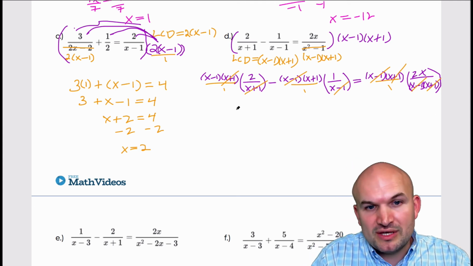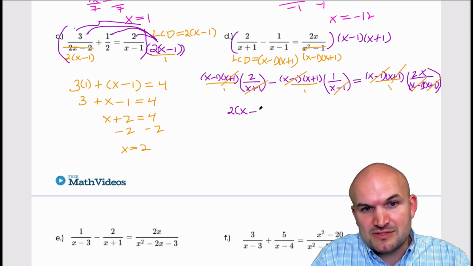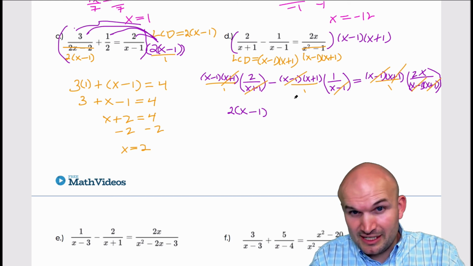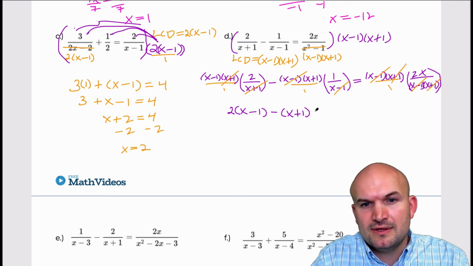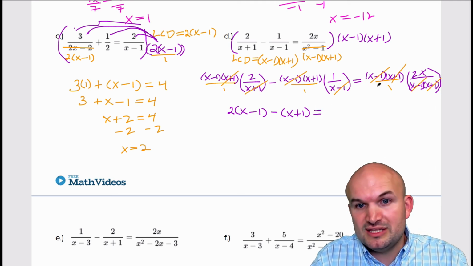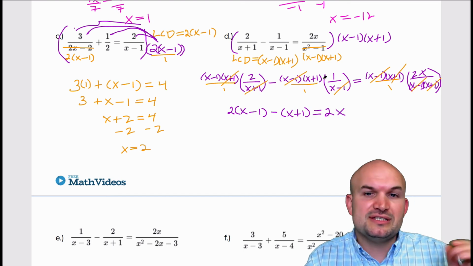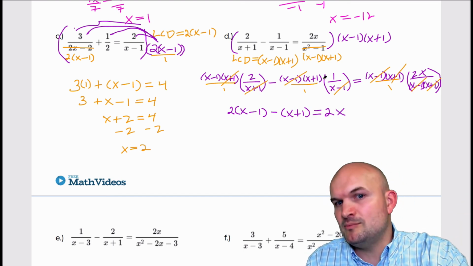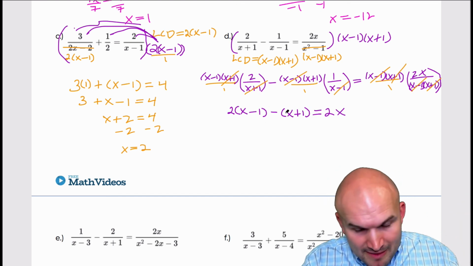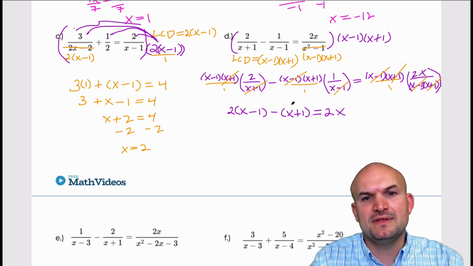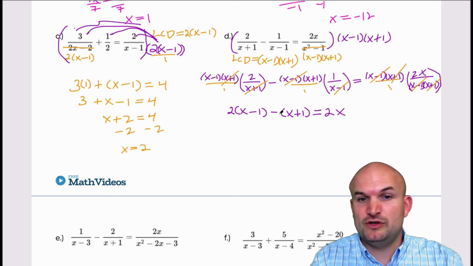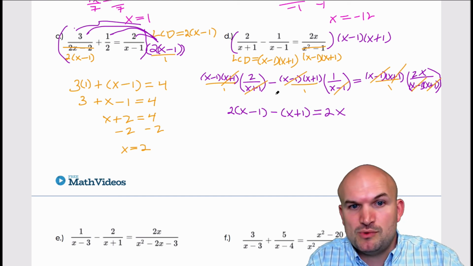So now I'm just left with a 2 times an x minus 1. Be careful with this negative. That's going to be a negative x plus 1 times 1, so I'll just leave it there, is equal to, the only thing left is just a 2x. So you can see by identifying my least common denominator and multiplying everything by it, I no longer have my denominators. Now, I just got to be careful with subtraction though, okay? Make sure you're keeping those parentheses, because if you don't keep those parentheses, then it's just minus x plus 1.